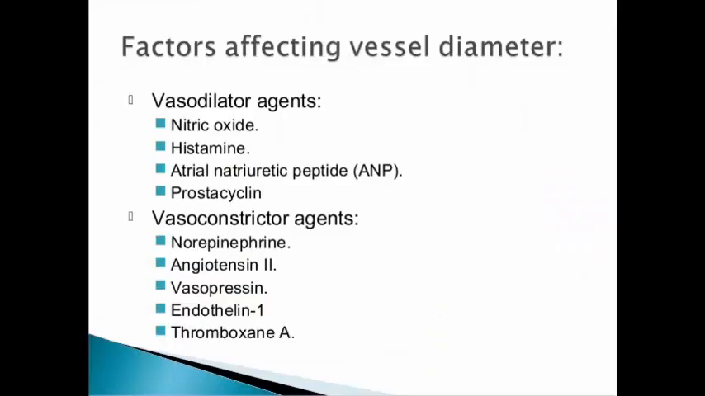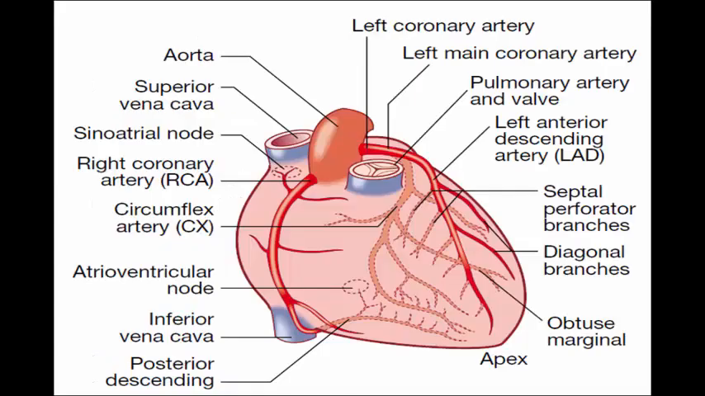Vasoconstrictors include noradrenaline or norepinephrine, angiotensin II and endothelin 1. The vasodilators include adenosine, bradykinin, prostaglandins and nitric oxide. Coronary blood vessels also receive sympathetic and parasympathetic innervation. Stimulation of alpha-1 adrenoceptors causes vasoconstriction. Stimulation of beta-2 adrenoceptors causes vasodilatation.